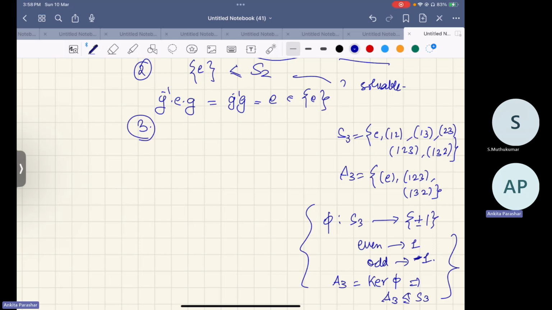There is one more criterion. A subgroup of index 2 is always a normal subgroup, right? The index is 2. So yes, this is one more way.